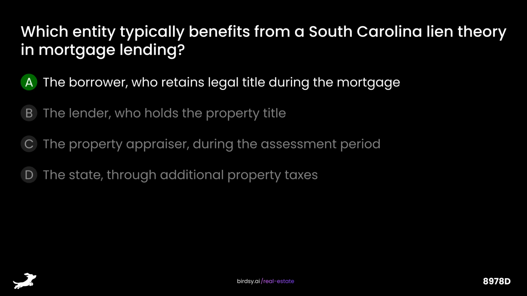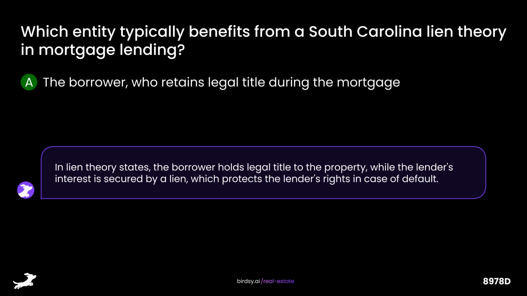The answer is A. The borrower, who retains legal title during the mortgage. In lien theory states, the borrower holds legal title to the property, while the lender's interest is secured by a lien, which protects the lender's rights in case of default.